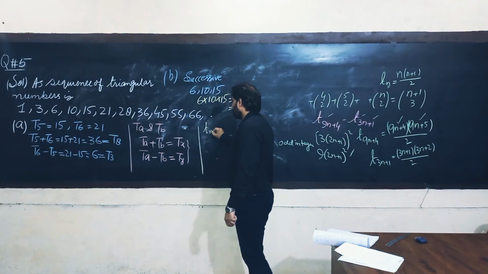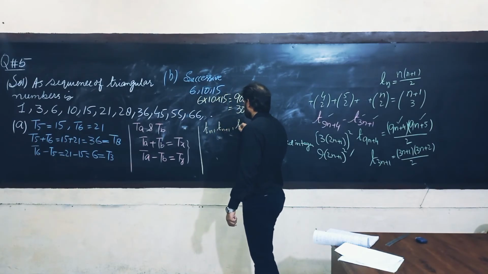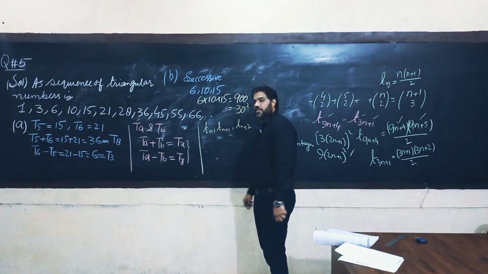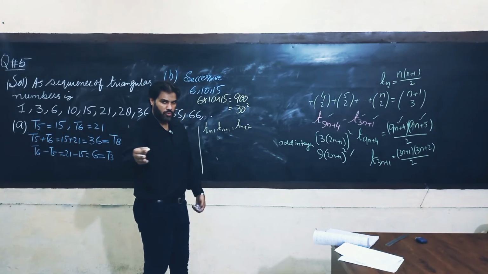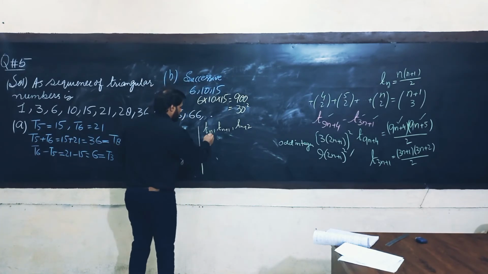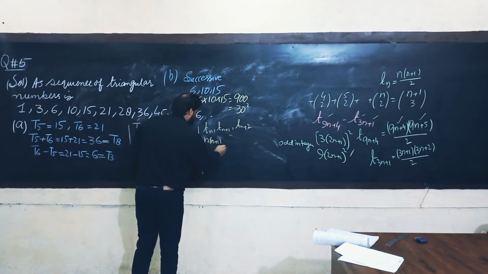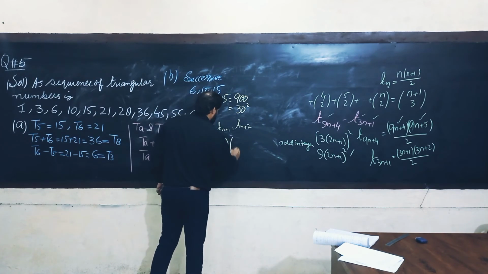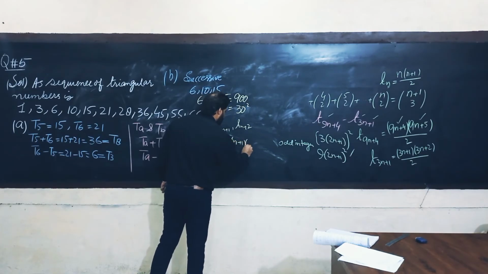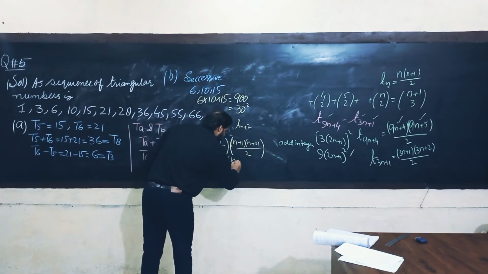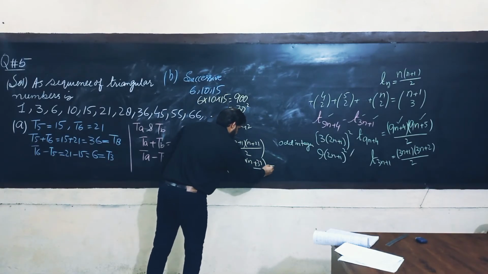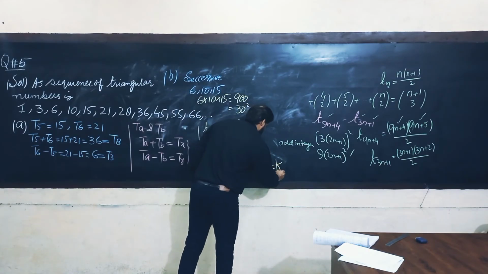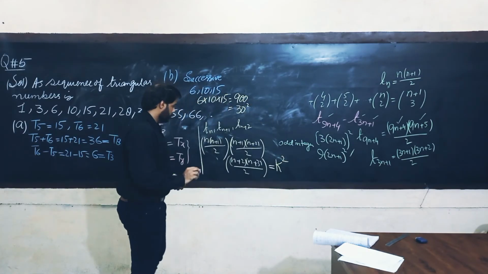Suppose Tn, Tn+1, Tn+2 are the three consecutive or successive triangular numbers. Now, Tn is simply n(n+1)/2, Tn+1 is simply (n+1)(n+2)/2, and Tn+2 is equal to (n+2)(n+3)/2. The product should be equal to a perfect square. Suppose this is equal to k squared, where k is a positive integer.